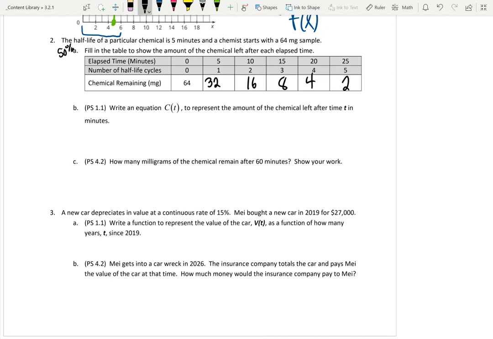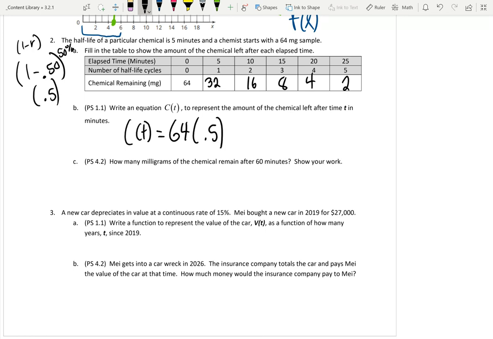I'm going to use 1 minus r. When I use 1 minus r, I'm going to subtract 50% in decimal form, and that's just going to turn out to be 0.5. So I'm going to use 0.5 to simplify my equation. C of t is equal to my starting amount, 64, times 0.5, and I'm going to raise it to t. Now I have to remember, it's not every minute. I want it to happen every 5 minutes, so I'm going to divide t by 5.